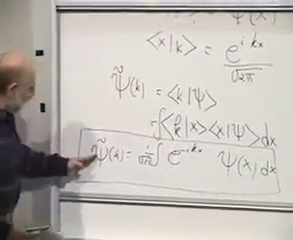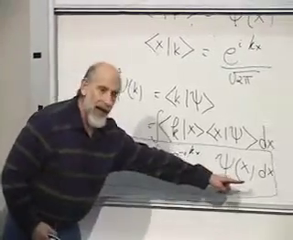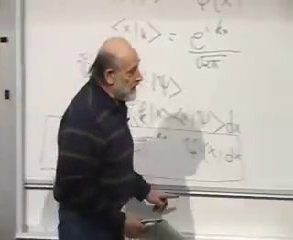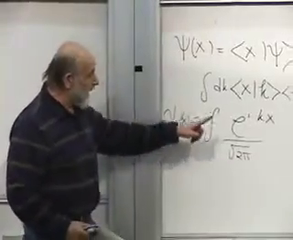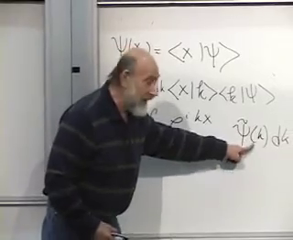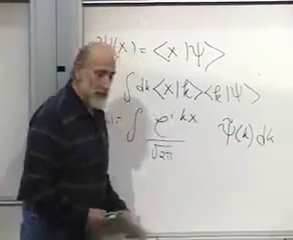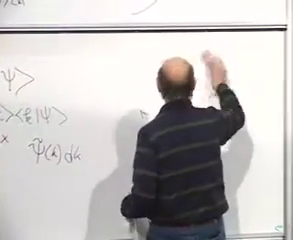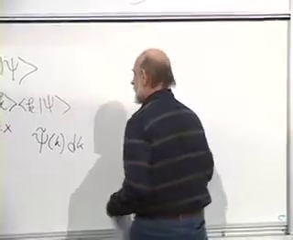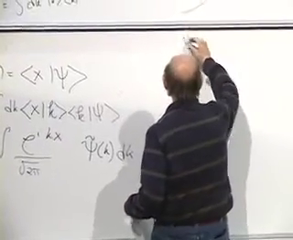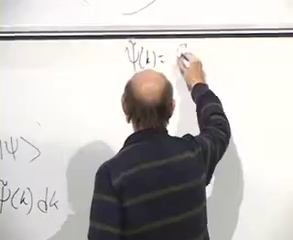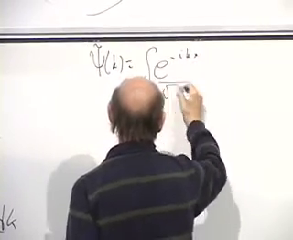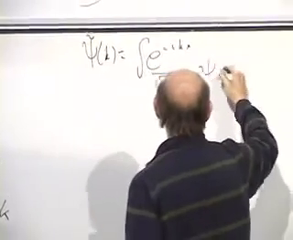On the one hand, psi twiddle of k is gotten by integrating over x of psi of x with e to the minus I kx. On the other hand, psi of x is gotten by integrating over k of psi twiddle of k. Let's put the two formulas down next to each other and compare them. Here. Psi twiddle of k is equal to the integral of e to the minus I kx over square root of 2 pi times psi of x.